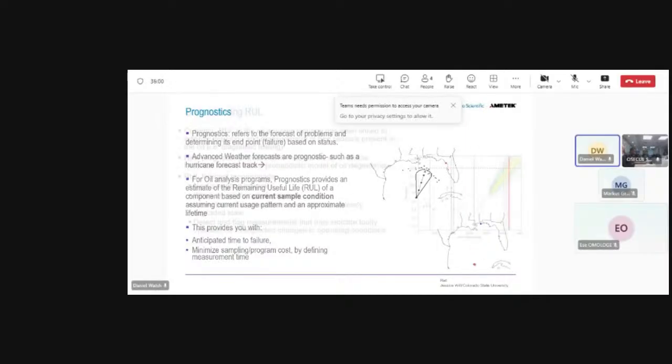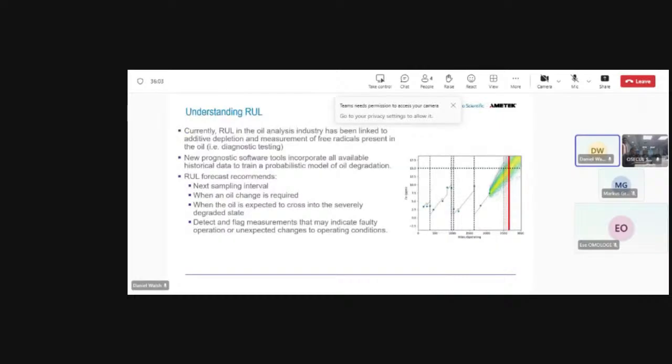Typically, RUL, or remaining useful life, at the moment in the industry has been linked to additive depletion and dilution diagnostics for that yellow line, and then there's all these trails that look like green. That looks like the weather forecast I showed you.